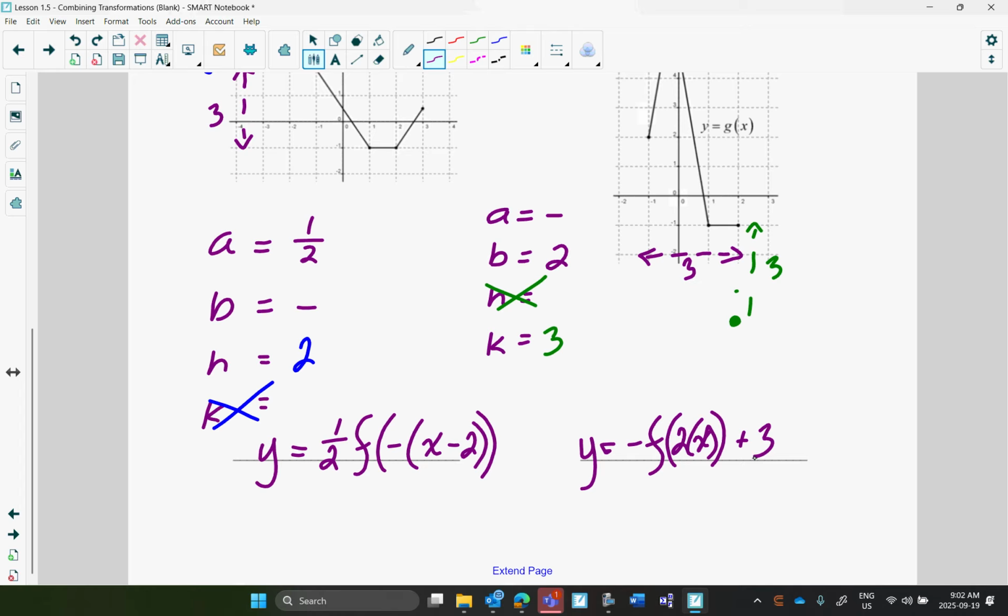So you can see that's a little bit more challenging. But if you account for the stretches and flips first, pick a reference point, see where it ends up after the stretches and flips, and then find on the new graph where it should be, then you'll be able to find your shifts. Okay.